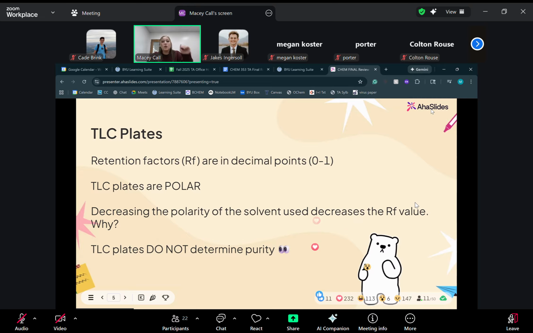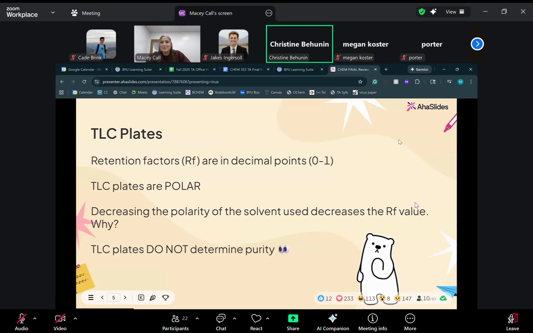So really quickly, decreasing the polarity of the solvent decreases the RF value. Can anyone unmute themselves and tell me why that is? Why does decreasing the polarity of the solvent decrease my RF value? Is anyone feeling brave? Well, because the TLC plate is polar, it attracts the polar thing. So if the thing is less polar, then it will move less far on there. So it will have a smaller RF value. Perfect. That is exactly right.